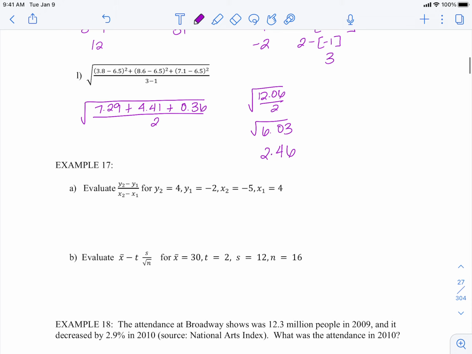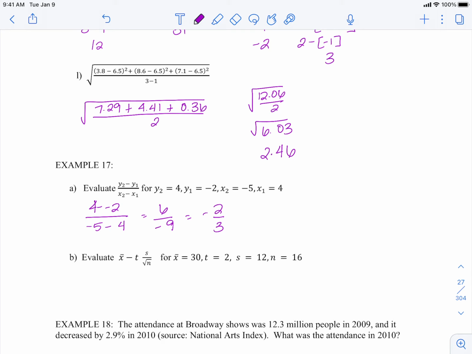All right, this next one, we're evaluating y2 minus y1 over x2 minus x1. You might remember that as a slope formula. So y2 is 4 minus y1 is negative 2 divided by x2, which is negative 5, minus x1, which is 4. So 4 minus negative 2 is 6. Negative 5 minus 4 is negative 9. This will reduce to negative 2/3.